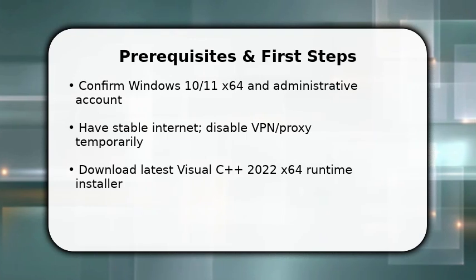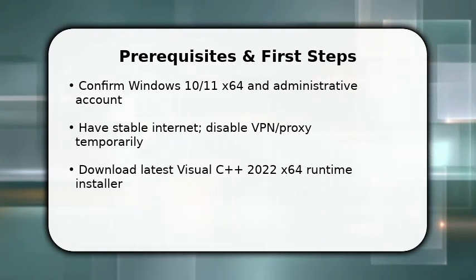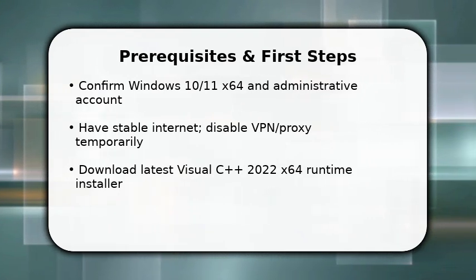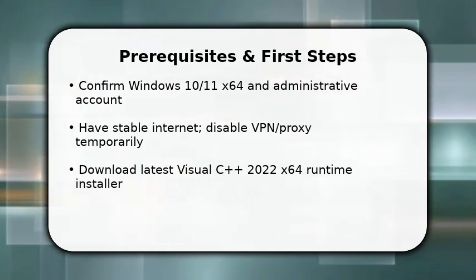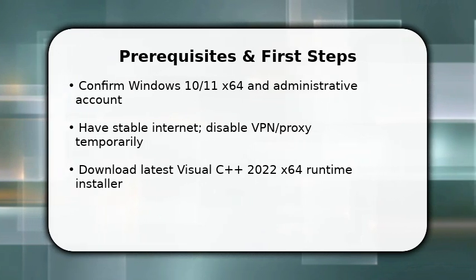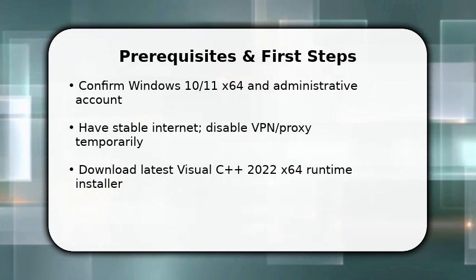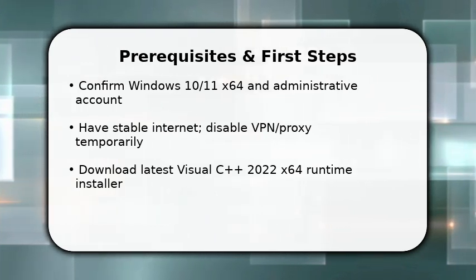You'll start by confirming prerequisites: an X64 Windows 10 or 11 system, and an admin account so installations can modify system files. Once verified, ensure a stable internet connection and temporarily disable VPN or proxy to avoid corrupted downloads.